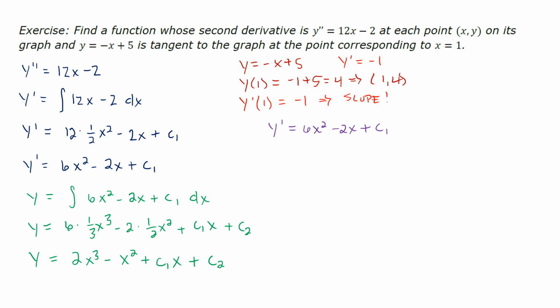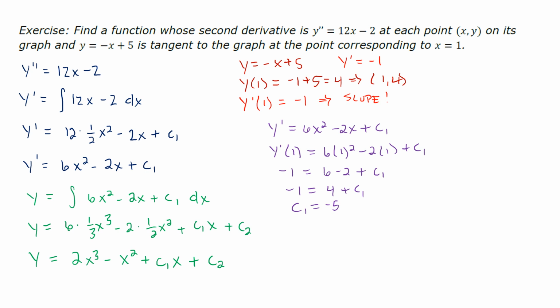So y prime of 1, we will be substituting in 1 for x. So this would be negative 1 equals 6 minus 2 plus C1. So negative 1 equals 4 plus C1. So then C1 equals negative 5.